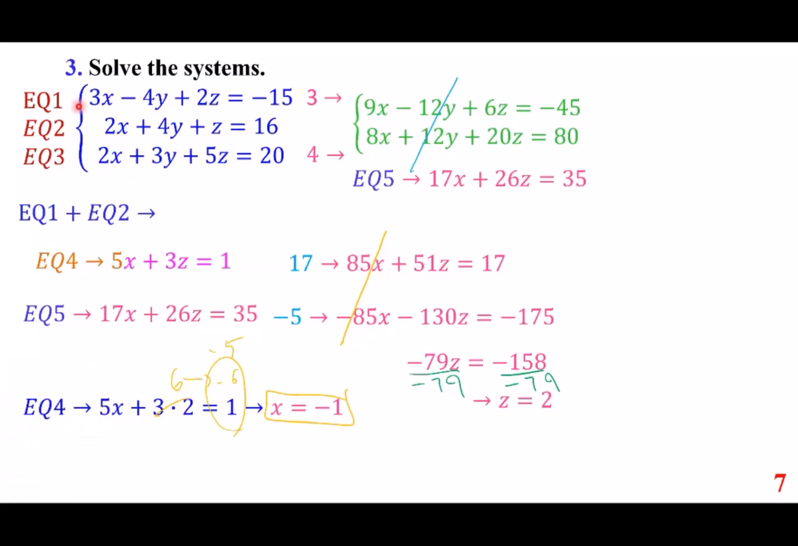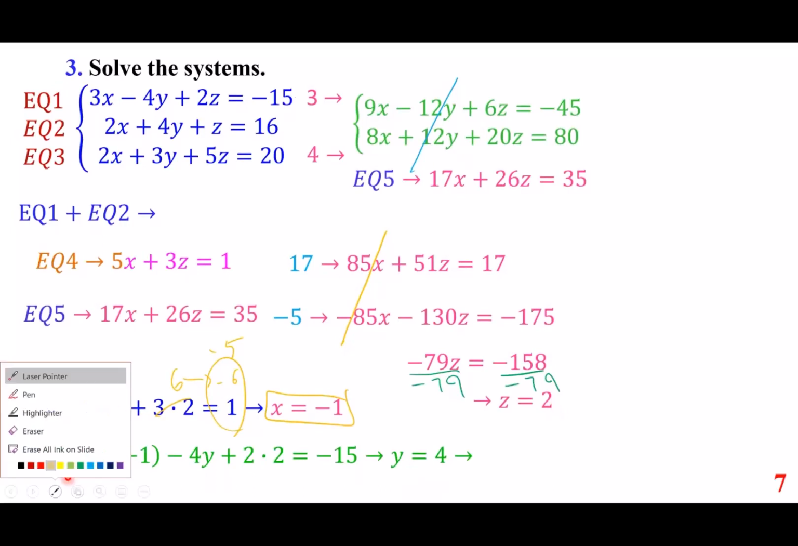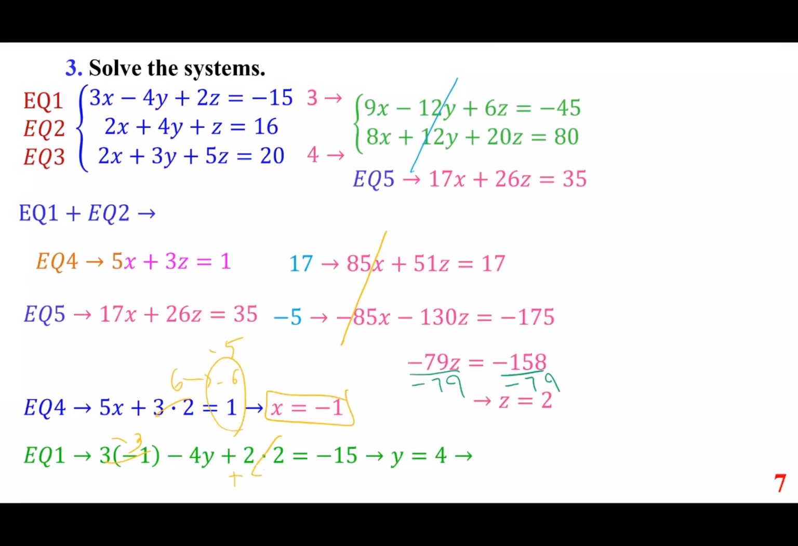Now you must go to one of the original equations because it's got all 3 variables. For example, this one, 3 times x minus 1, minus 4y, which we don't have, plus 2 times z, which is 2, equals -15. And you can see that it'll give you the answer. This one is -3 plus 4, which is 1. You take it to the other side, becomes -1, and y becomes 4. So those are the 3.